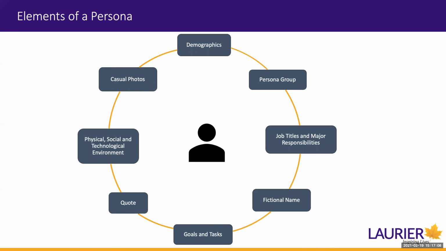Job titles and major responsibilities. Demographics such as age, education, ethnicity, and family status. The goals and tasks that your persona is trying to complete. Their physical, social, and technological environment. A quote that sums up what matters most to your persona as it relates to your product. Again, this quote can be made up. And a photo representing that specific user. And again, that does not have to be a real photo of a real user.